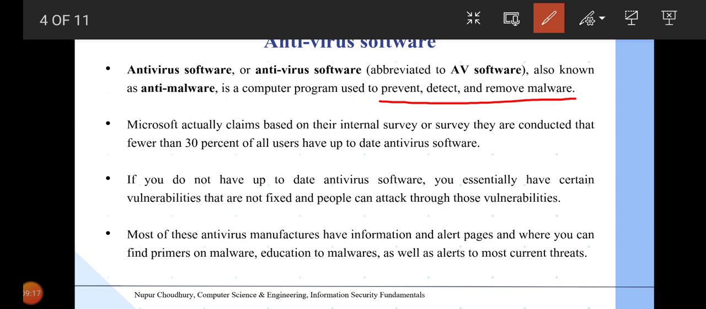And if we do not have an up-to-date antivirus software, these vulnerabilities will not be fixed and people can attack through the vulnerabilities. So whatever be the expense or the cons associated with the maintenance of the software, it is mandatory that we keep an updated version of the software. Most of the antivirus manufacturers have information and alert pages where you can find primers on malware, education on malwares, as well as alerts to most of the current threats.